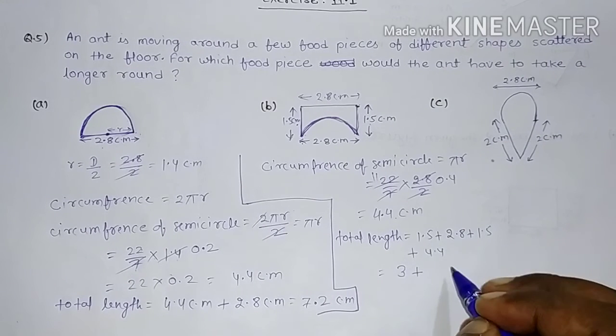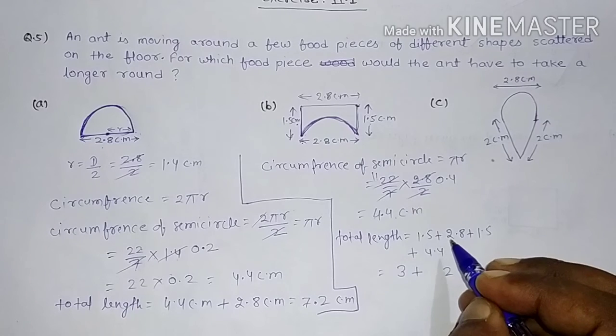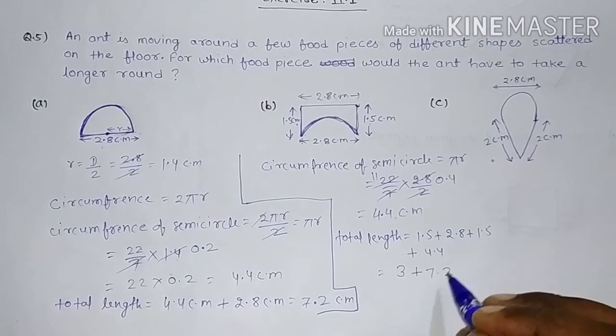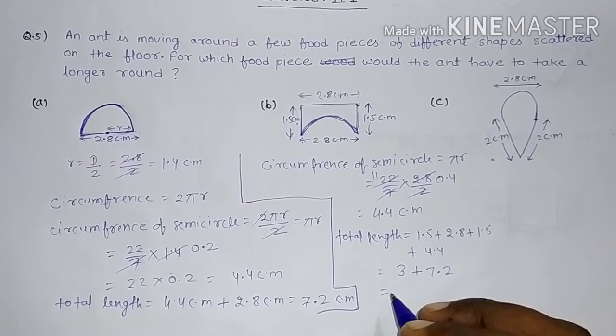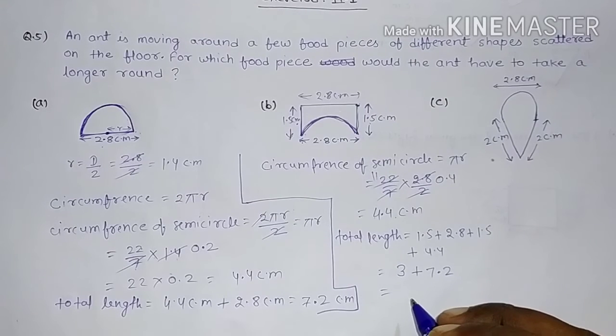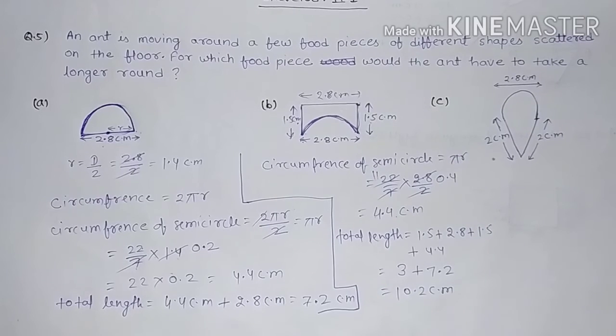That is 8 plus 4, 12. 2 carry 1. 3, 4, 3, 7. 7.2. Now 7 plus 3, that is 10. 10.2 centimeter. Now the perimeter of this figure is 10.2 centimeter.